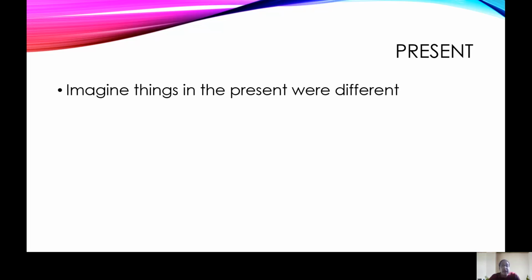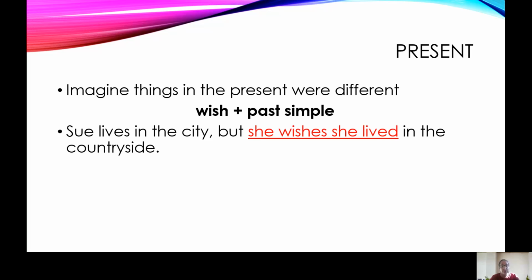If we want to imagine that things in the present, in the current time, were different, we can use wish with the past simple. So we're talking about the present, a change we want in the present, but we use the past simple. For example, Sue lives in the city, but she wishes now she lived in the countryside.